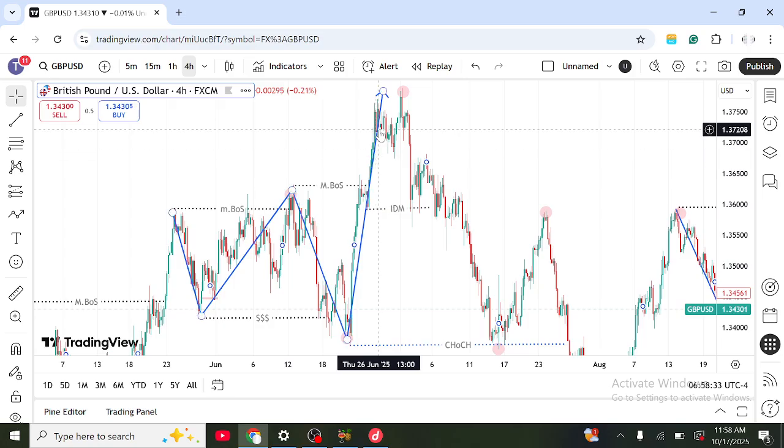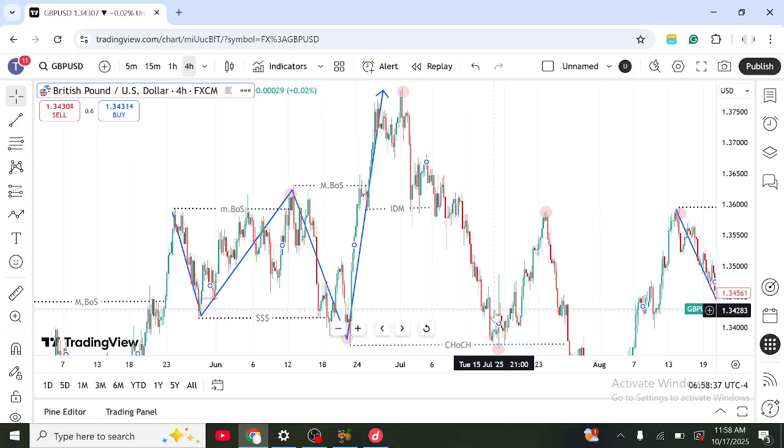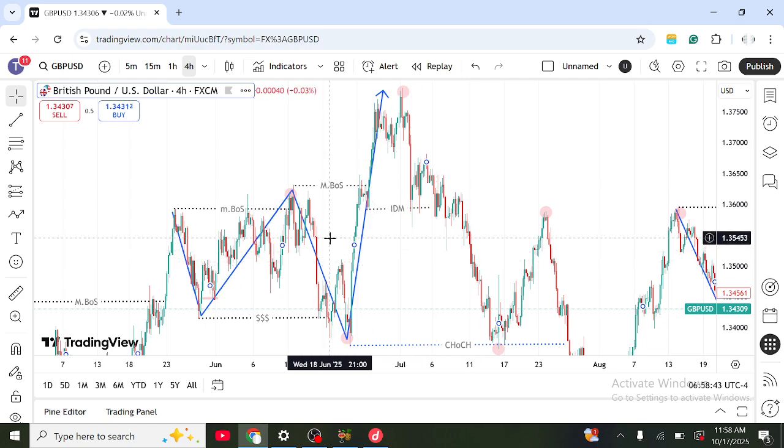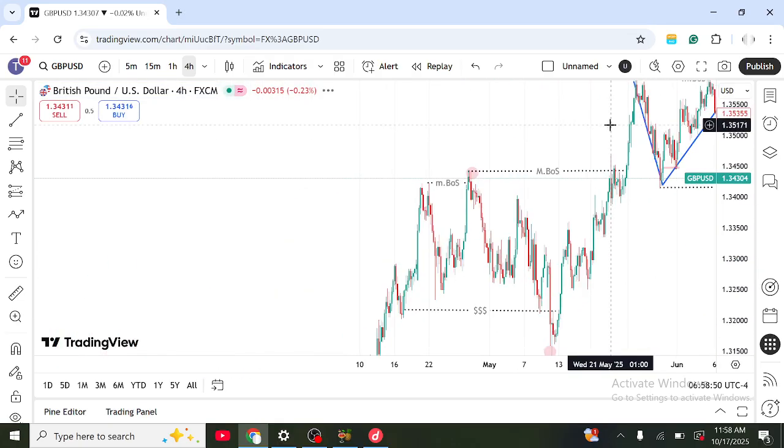And by the time they are tired, they close their trade, they come back the next day, they see that the price is dropping and they are frustrated. All right, but for you, you are going to understand that no, this is a what? Type A liquidity.